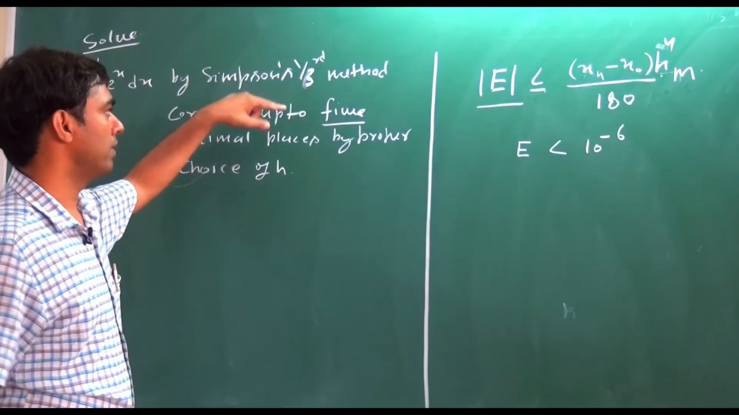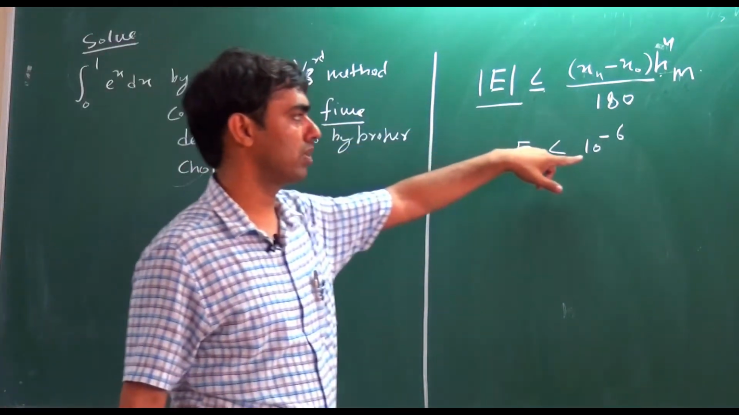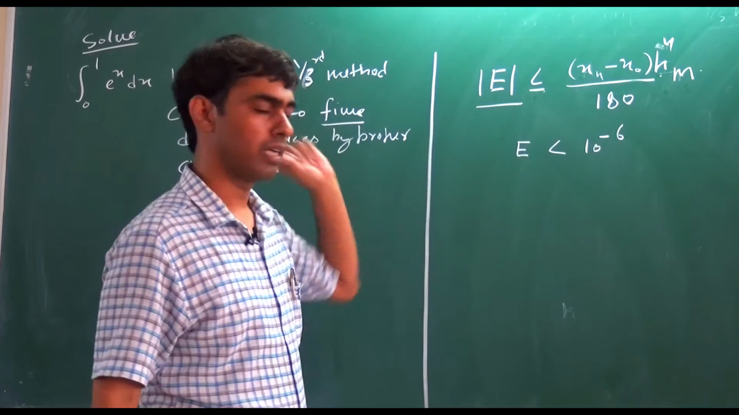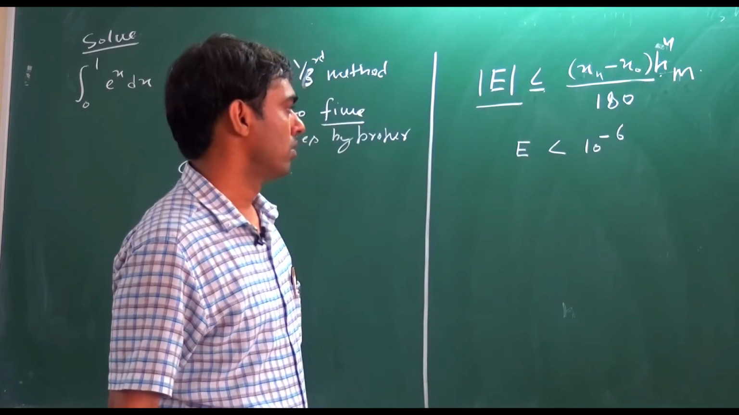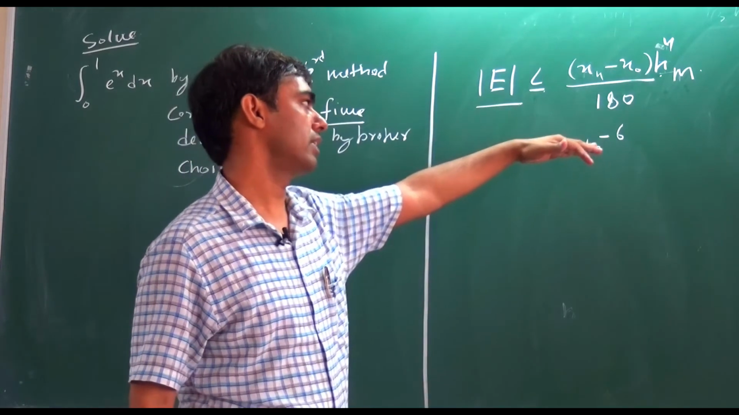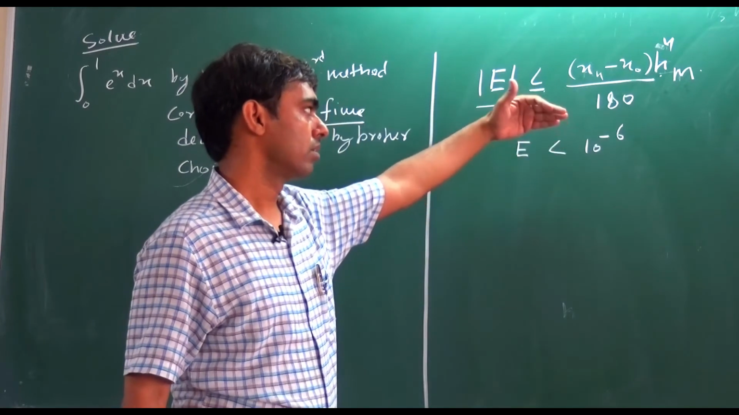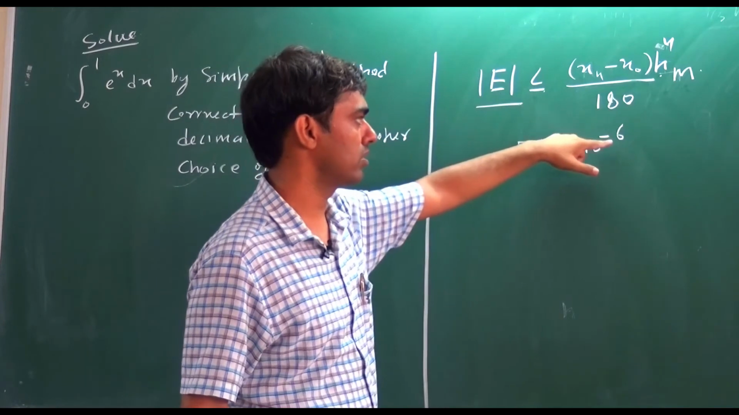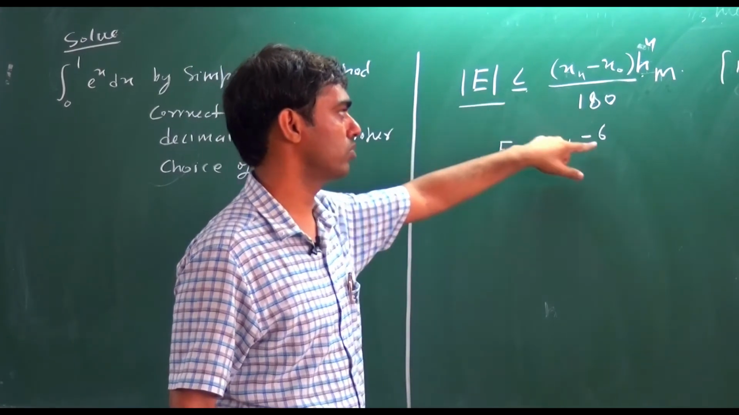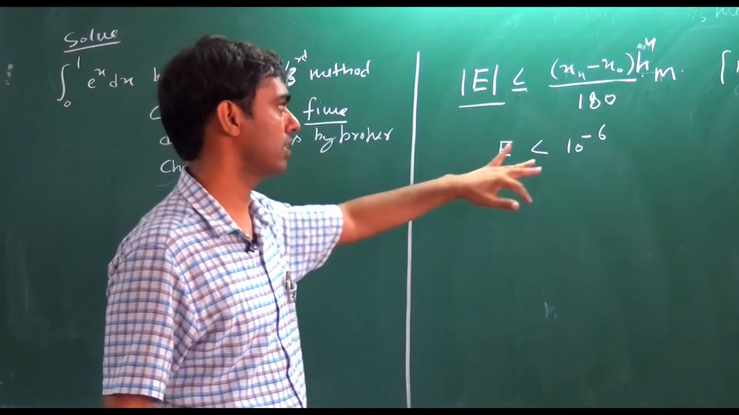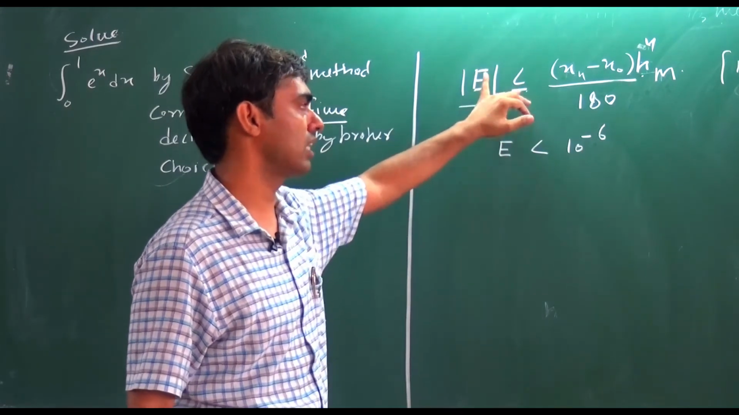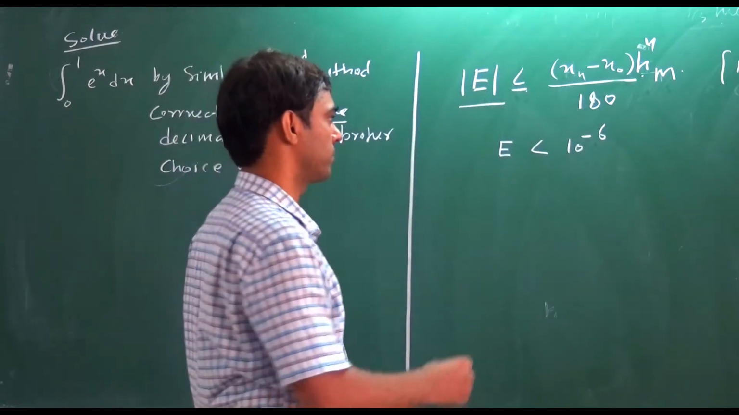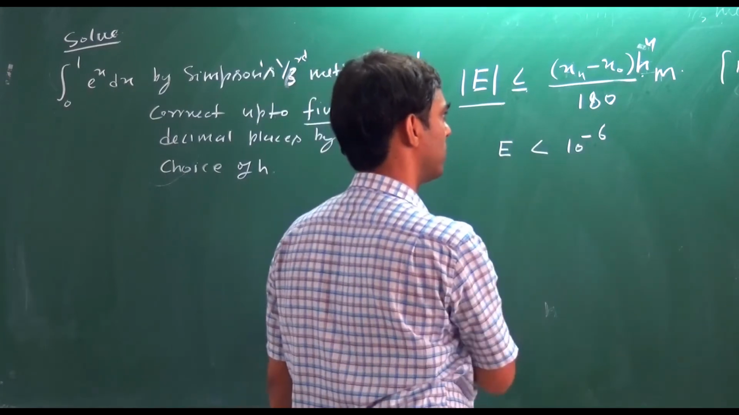Correct up to 5 decimal places, then less than 10 to power minus 6. Correct up to 1 decimal place means 10 to power minus 2. Here, due to the equal sign, this one is 10 to power minus 6, otherwise this one is 10 to power minus 5, correct up to 5 decimal places, if this one is less than only. So E must be less or equal to 10 to power minus 6.